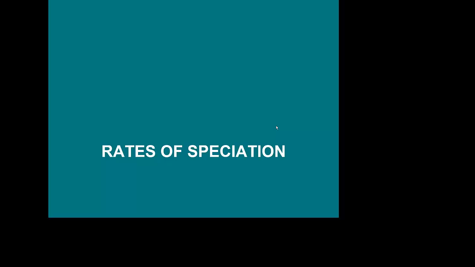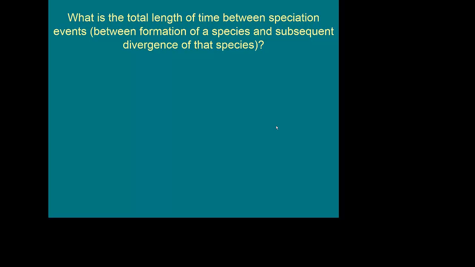So, as I mentioned to you, evolution and speciation are painfully slow. Okay, but how slow is slow? So I wanted to look at what is the total length of time between a speciation event. How long does this actually take?